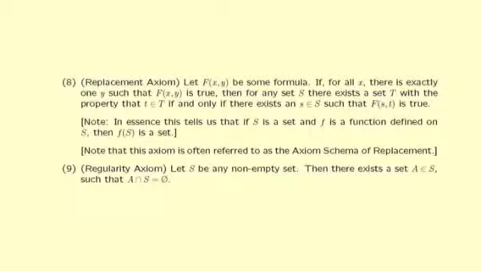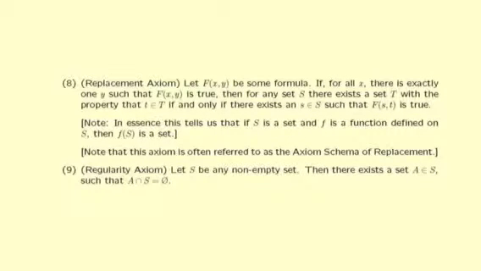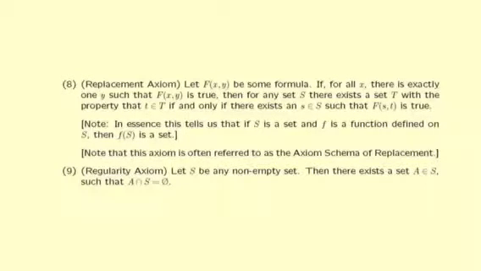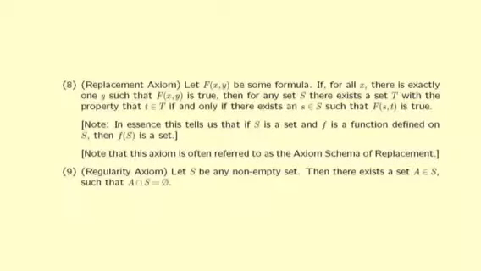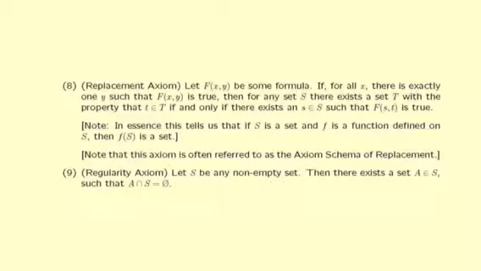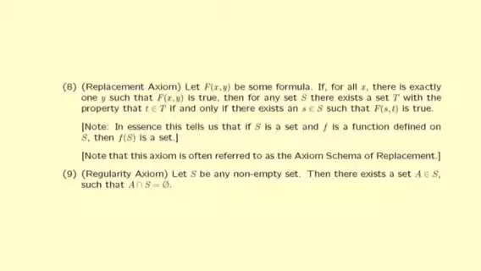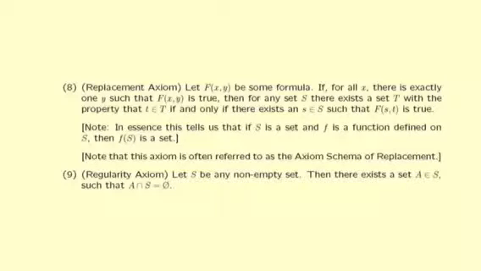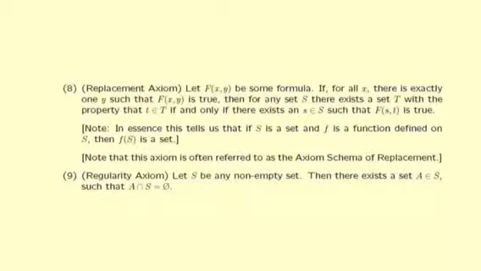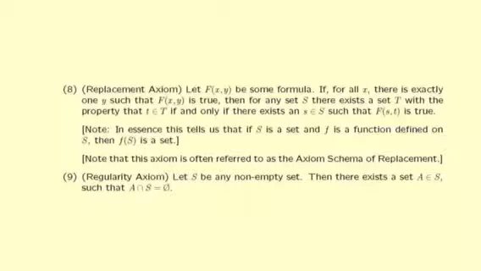Axiom 8 is the replacement axiom, and basically what it says is that if S is any set and f is a function defined on S, then f of S is a set. Once again, this is often referred to as the axiom schema of replacement because it's really a number of axioms, one for each f.